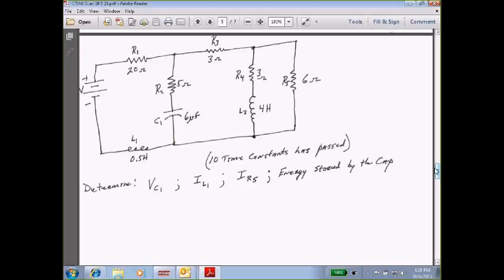Okay, now we want to know the current for R5. What we need to do is look at the junction. That junction, which is right above R4.